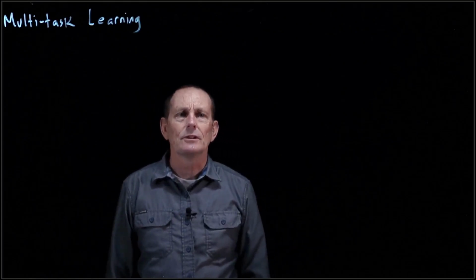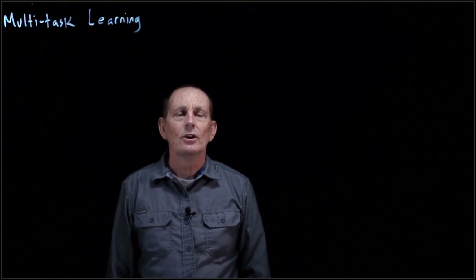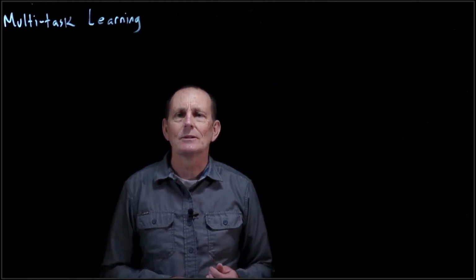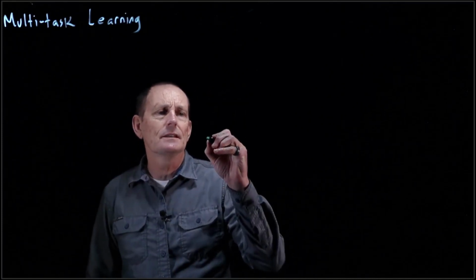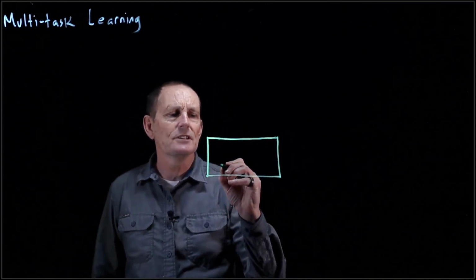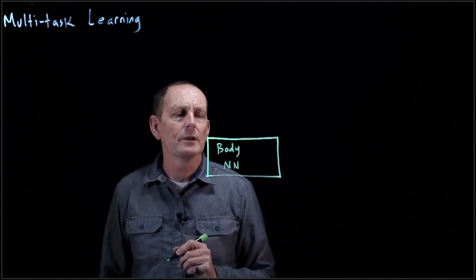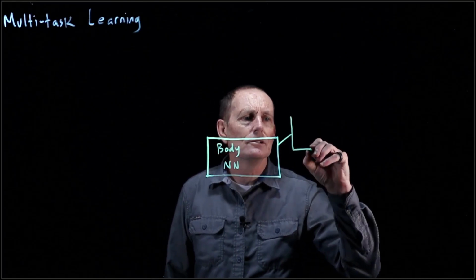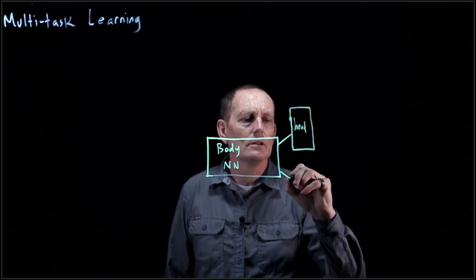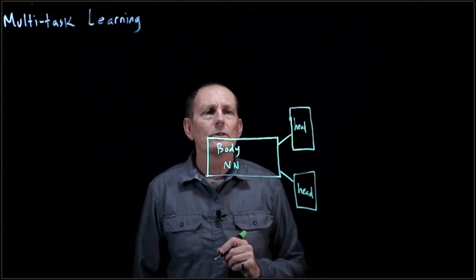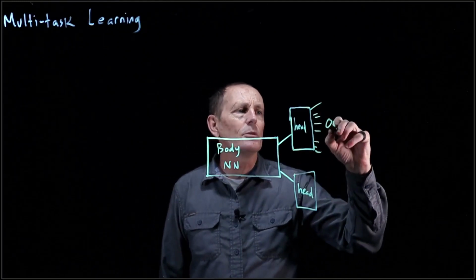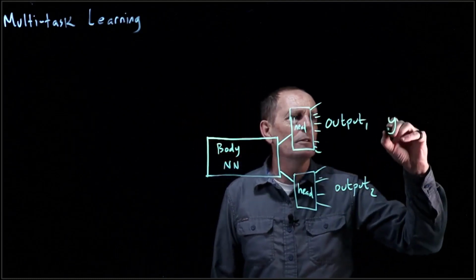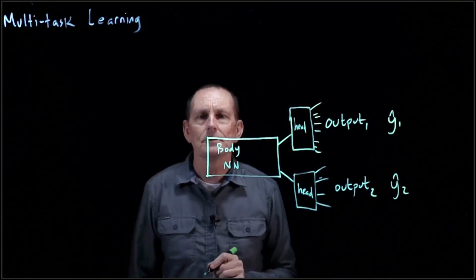Multitask learning, and this is really a form of regularization. We are looking at learning multiple tasks at once. The idea is we're going to have some body neural network, and it is going to have multiple heads attached. So we are going to then have different kinds of outputs, output sub 1 and output sub 2: y hat sub 1 and y hat sub 2.